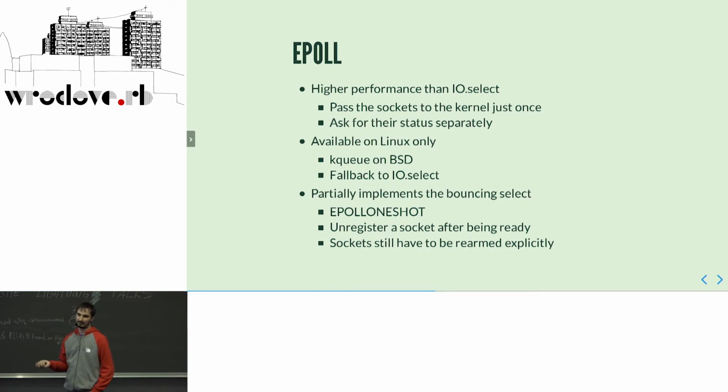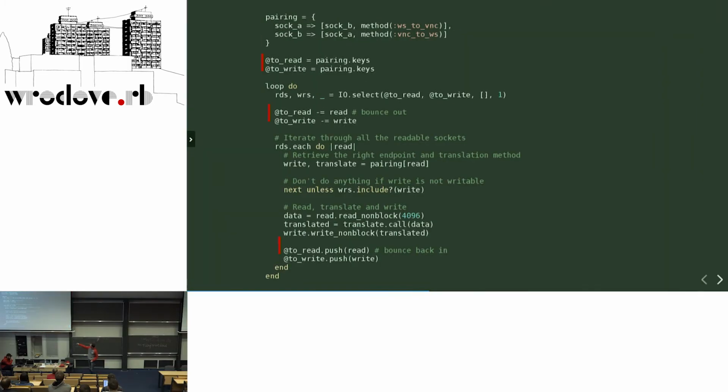It's available only on Linux, unfortunately, so sorry Mac users, but you can use KQ, which is kind of similar, or it's possible to fall back to the I/O select in the bouncing version. When I was playing with it, I found a really interesting feature in a flag called epoll one-shot, which basically, after a socket is ready for reading or writing, it gets removed from the array automatically. So basically doing this operation here for us for free.